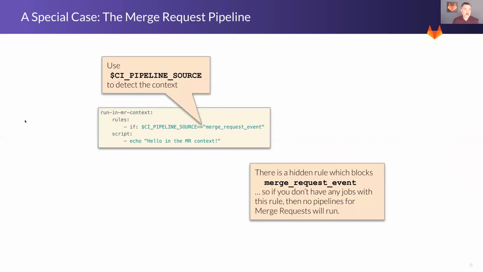But we're talking today about a special case, which is the merge request pipeline. Okay, a merge request pipeline is detected with a rule that says if CI pipeline source is merge request event, and then you're in the context of the merge request. That will only run on a new commit inside an existing merge request. It will not run on branch creation.